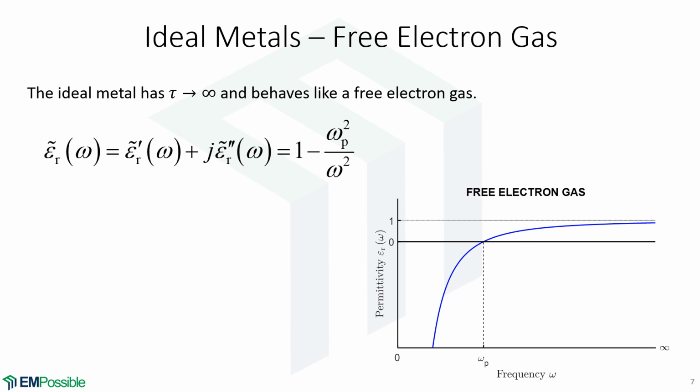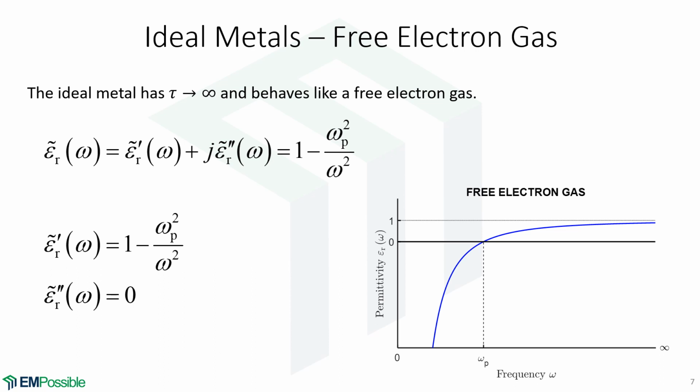Now, what about the ideal metal? In the ideal metal, the electrons won't crash into anything. They just travel forever in a straight line, because every time they crash, energy is going into that crash and not going into conduction, and that leads to loss. So for the ideal metal, that tau term goes to infinity. And if we set tau to infinity in the Drude model, this is what we get. It turns out the imaginary component goes exactly to 0, and we just have a real component to our permittivity for metals in the ideal case. And we would actually call this a free electron gas.